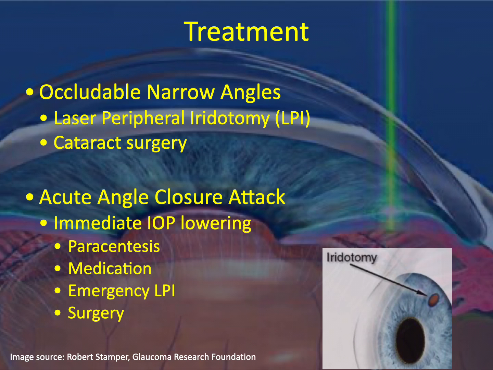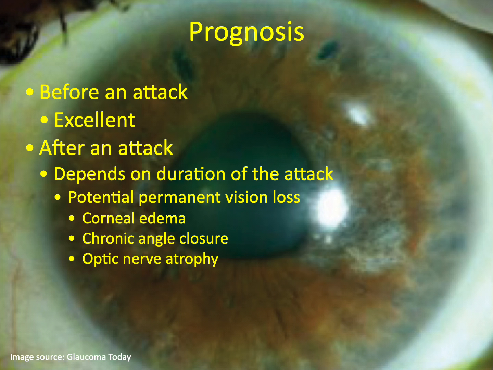Usually and thankfully, only one eye is involved. However, the other eye can be at risk for an acute angle closure attack, and a prophylactic laser peripheral iridotomy is usually recommended. Let's talk about prognosis.